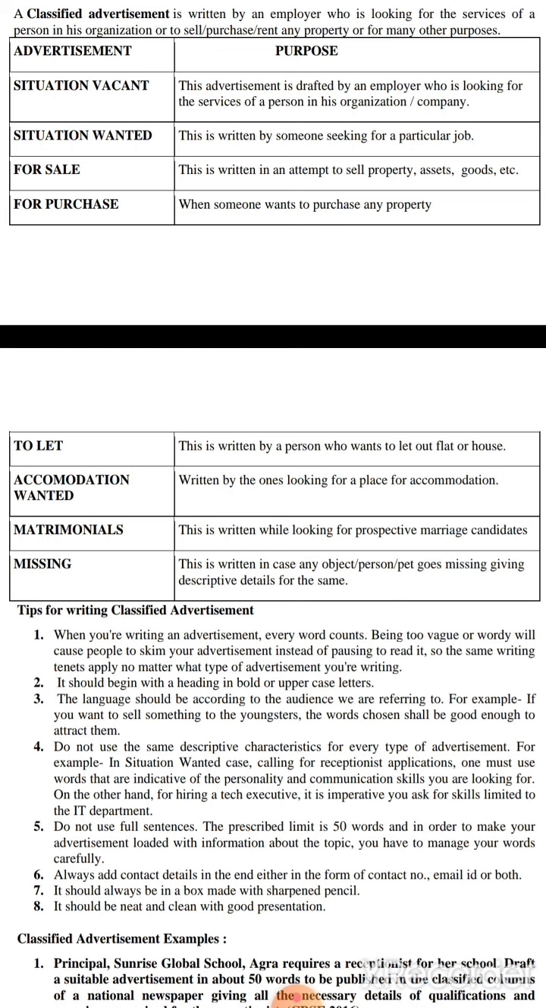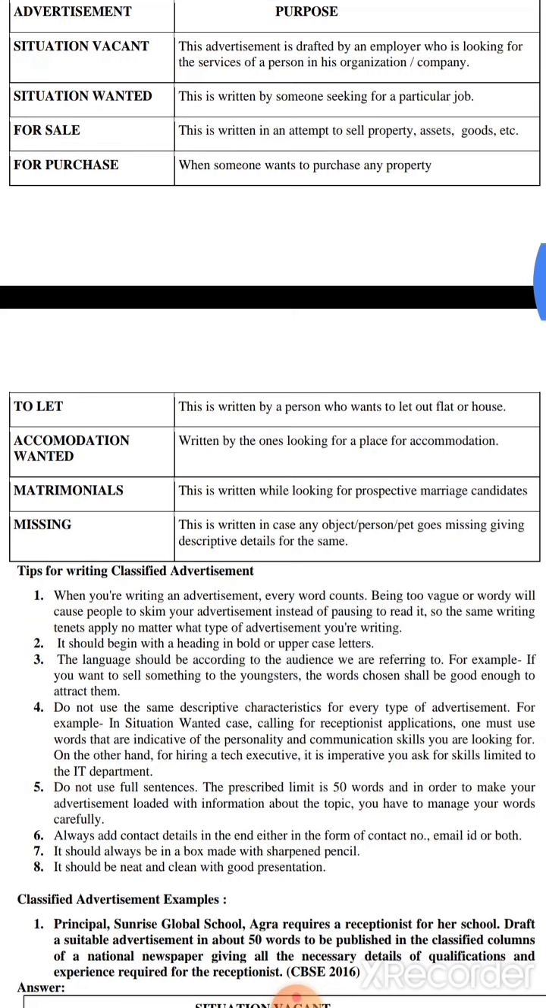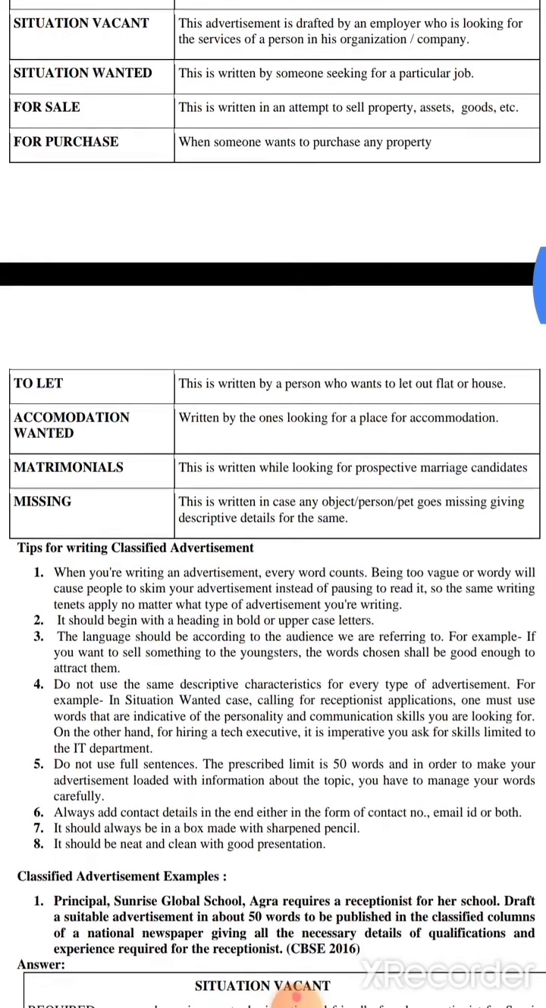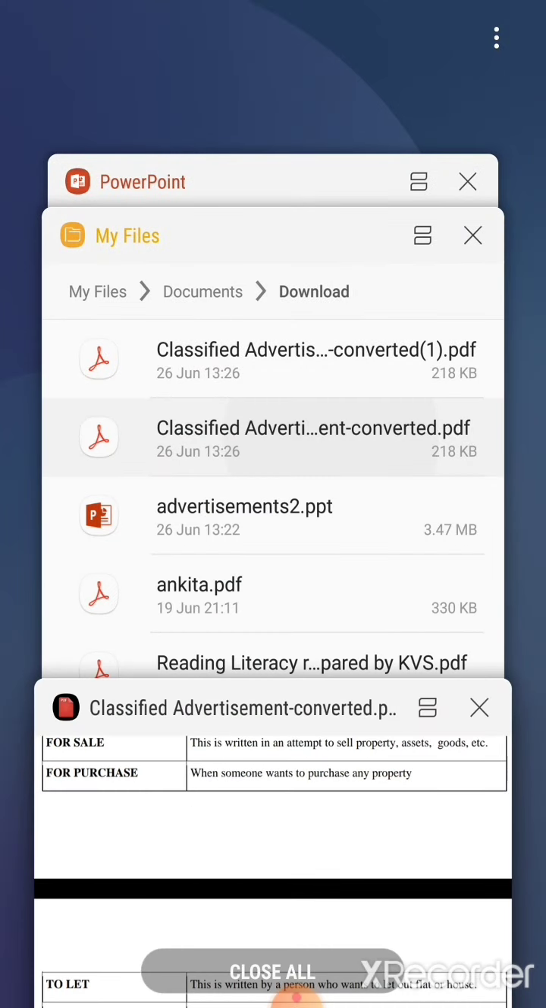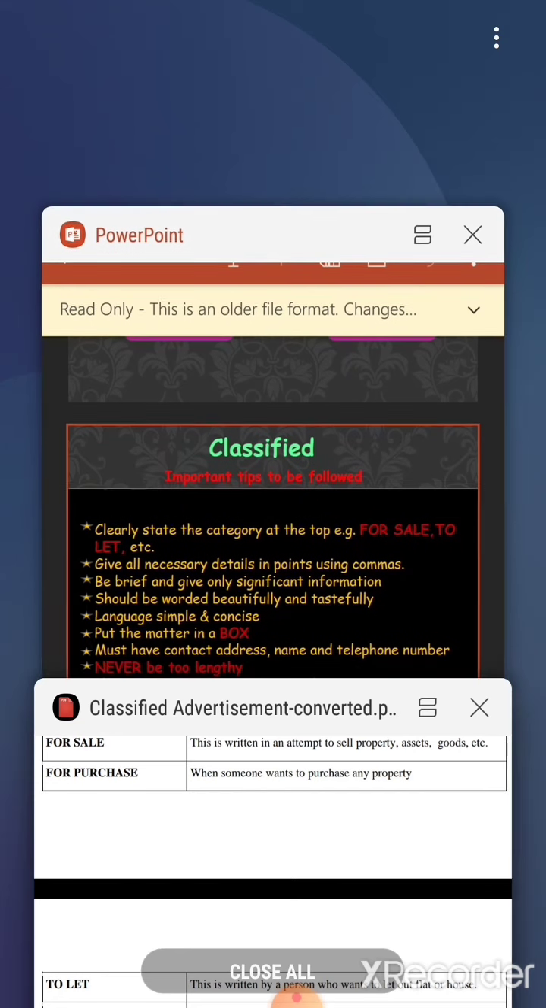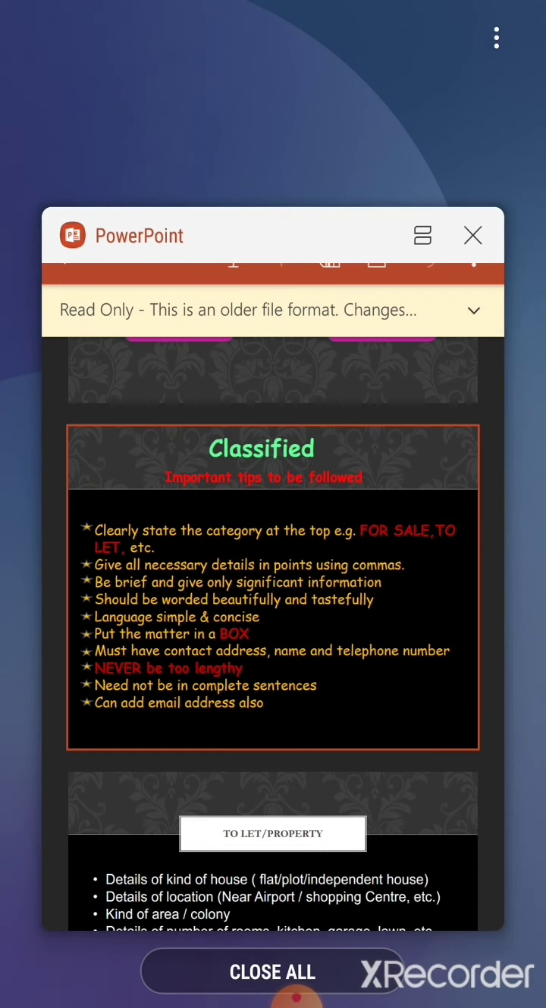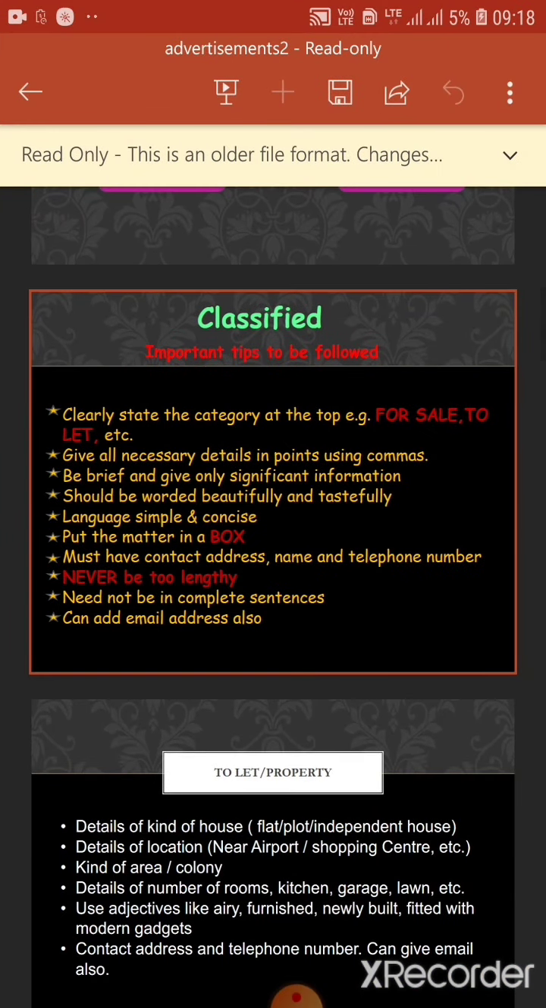Then matrimonials, written by those looking for prospective marriage candidates. And missing is written in case any object, person, or pet goes missing, giving descriptive details of the same. Now we shall discuss certain tips for writing a classified advertisement.